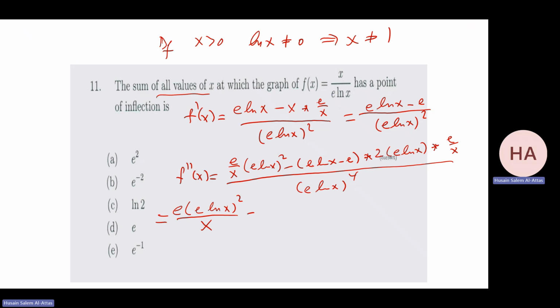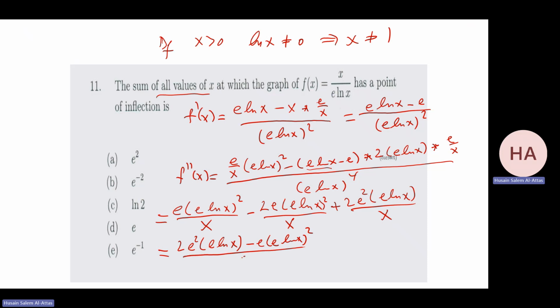Here, very complicated things. Multiply this by all of this. I have what? Minus 2 e ln x all squared over x. Correct? Yeah. e ln x squared 2 e over x. Okay. Now plus e squared plus 2 e squared e ln x over x. Yeah, strange. That will be what? 2 e squared e ln x minus e ln x squared over x. Correct? Yeah.